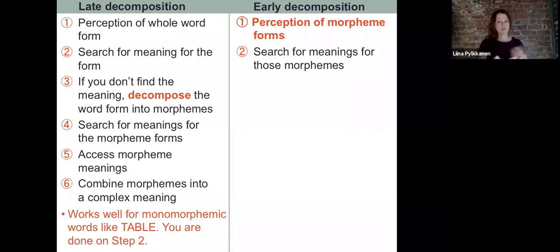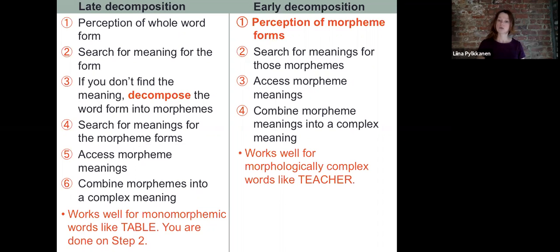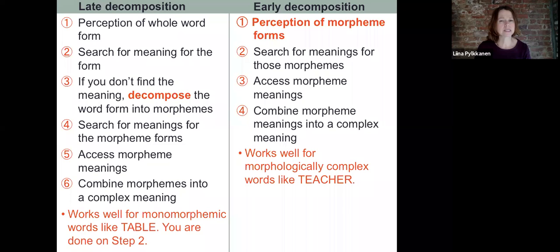Then we could go ahead and find the meanings of those morphemes, access them, and then combine the morpheme meanings into more complex semantic representations. So that's a really good way to operate if you're a morphologically complex form like "teacher." So you would be able to create the representation for this complex form pretty quickly. It's a really bad processing route though for words that are, sort of, pseudo-morphologically complex.